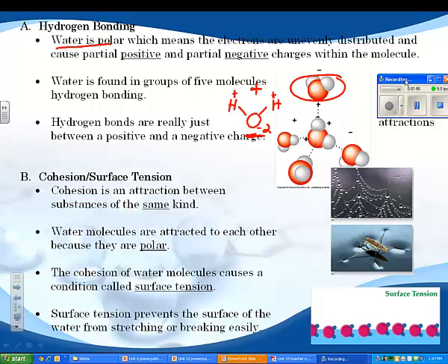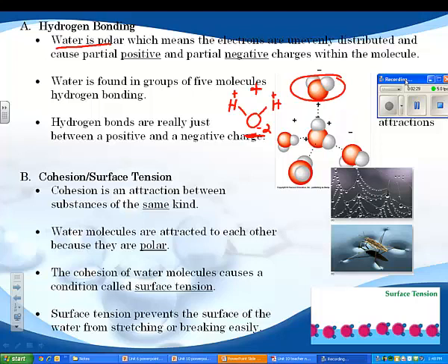Water molecules are formed in groups of 5 molecules because of hydrogen bonding. That's just the maximum that the electrons will allow. And hydrogen bonds are really just between a positive and a negative charge. So there's not an actual physical bond here. It's just an electrostatic interaction. It's not quite an ionic bond though. You have a positive charge and your negative charge, and they kind of connect. Remember, this is happening millions, if not billions of times within a cup of water. So even though these are very small and weak charges, you have a million or a billion of them, they make a substantial contribution to it.